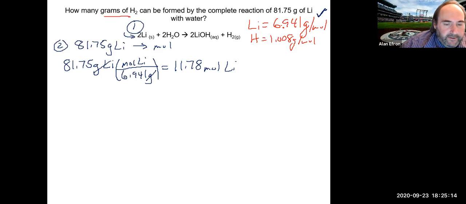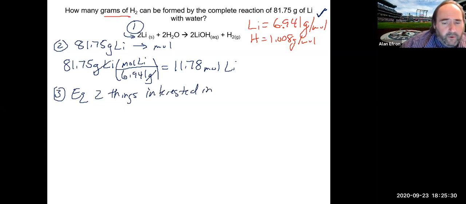Okay, so we did our second step, which is convert it to moles. The third step is to actually go to the equation and do the stoichiometry part. We want to find the 2 things we're interested in, and we want to find the mole to mole relationship. That's really the reason why we are converting these to moles to begin with, because we're using that mole to mole relationship as a conversion factor. So we do need to convert those things to moles to make sure everything cancels out.